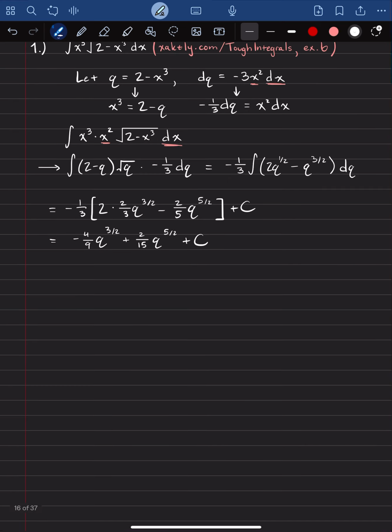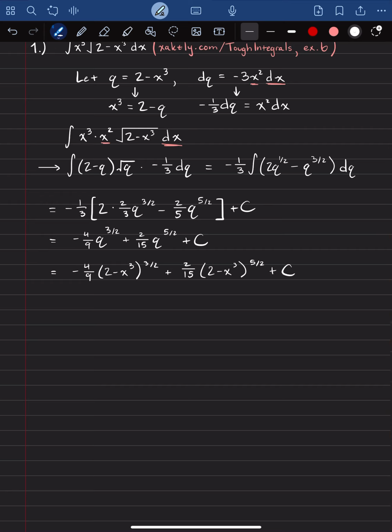Finally, let's go back to the x world. Goodbye, q world. Say bye-bye, guys. Bye-bye, q world. What did it stand for? I don't know. We'll never know. 4/9, 2 minus x cubed to the 3/2. And same thing here, just going to replace this q with 2 minus x cubed. And that's to the 5/2.